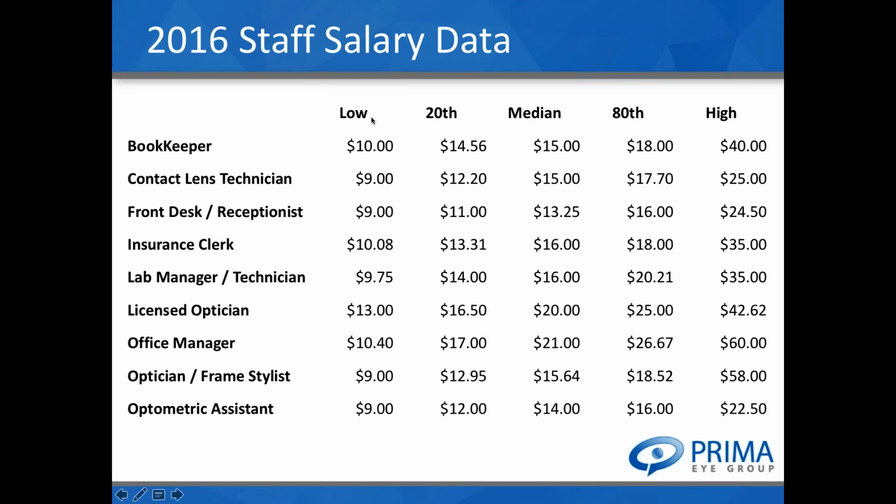What I've done is I've set up a report where for each role in the office, we'll have the low results, so the lowest number someone reported paying their bookkeeper, for instance, the 20th percentile, the median, the 80th percentile, and then the highest results shown. And for most practices, this range of the 20th percentile, median, and 80th percentile will pretty much describe where you'll be. It's the middle 60% of practices. It's a very good reference point for the majority of practices.